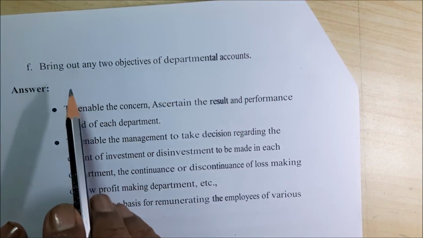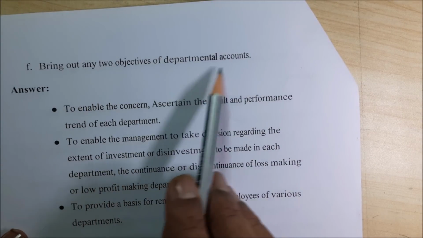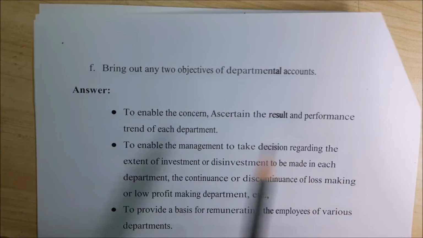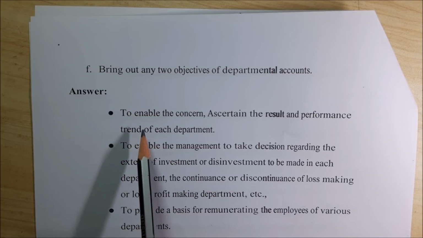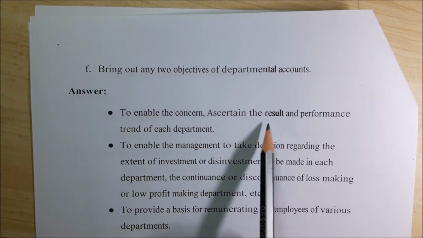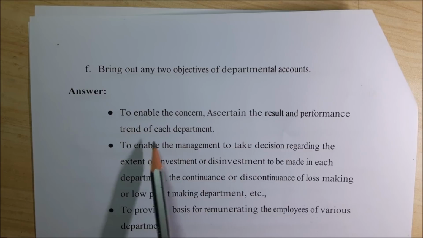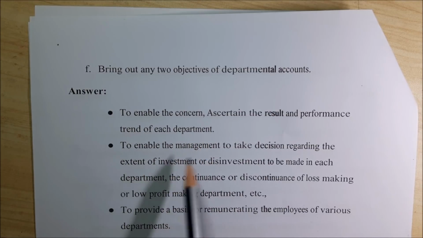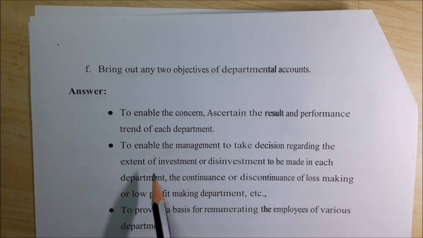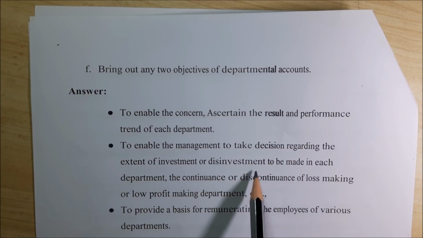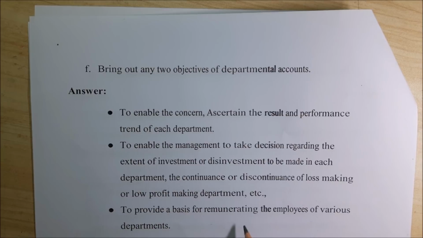Next question. Bring out any two objectives of departmental accounts. Objectives of department: to enable the concern to ascertain the result and performance trend of each department; to enable the management to take decision regarding extent of investment or disinvestment to be made in each department; to decide continuance or discontinuance of loss making or low profit making department; to provide a basis for remunerating the employees of various departments.